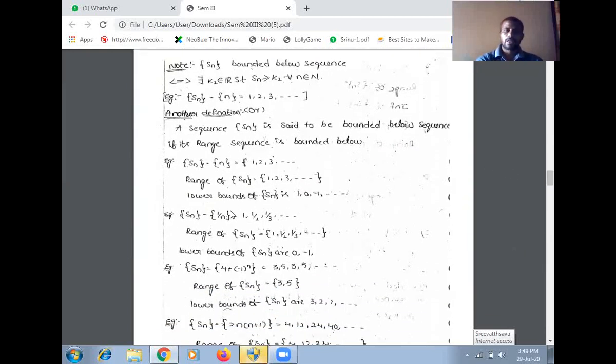So the range of Sn is 1, 2, 3 and so on. So the lower bound of Sn is 1, and 0 and minus 1 are also lower bounds of this sequence.